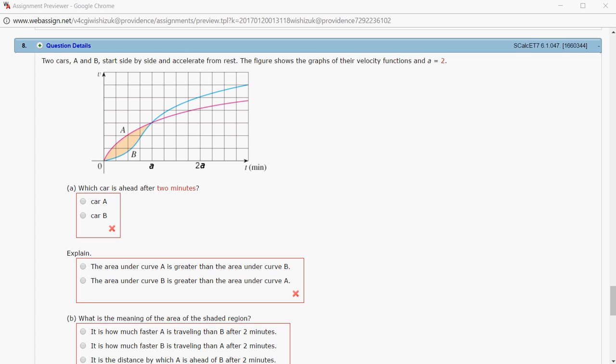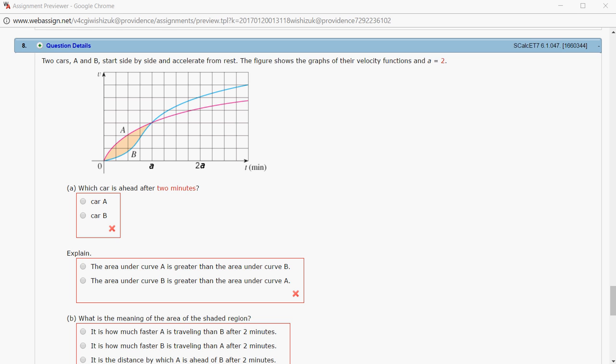All right, let's look at homework 6.1, problem number 8. Two cars, A and B, start side by side and accelerate from rest. The figure shows the graphs of their velocity functions, and a is equal to 2. All right, so let's look at part A.